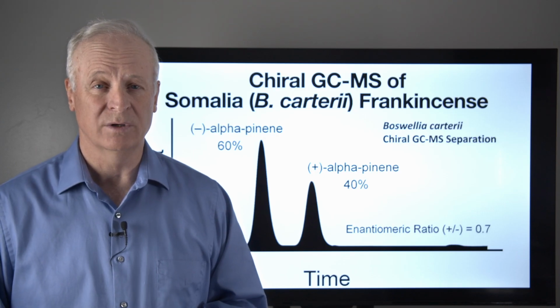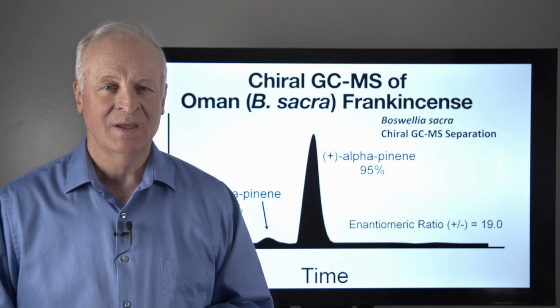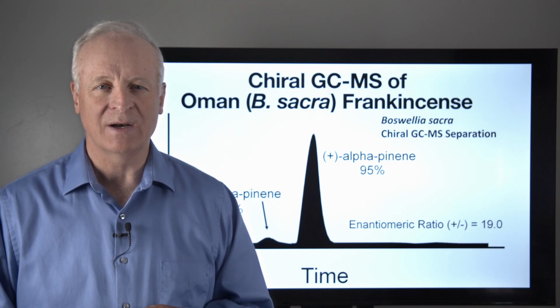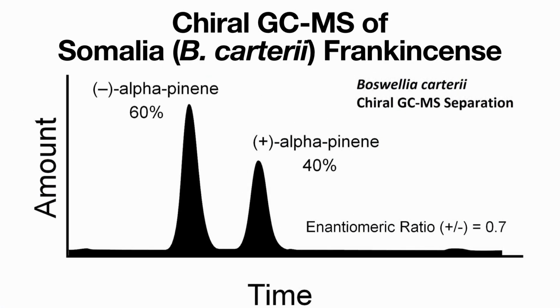That's really important. If you look at the Oman frankincense, well, we've got 95% of the plus alpha pinene and only 5% of the minus alpha pinene. So when the ratio is produced, the enantiomeric ratio of plus to minus, we get a value of 19. That's so significantly different. Now let's look at these chromatograms back and forth. Hey, see the difference?